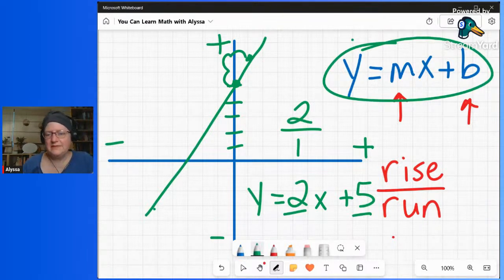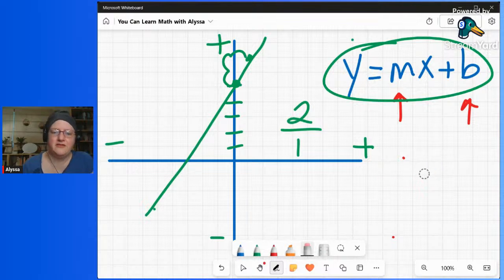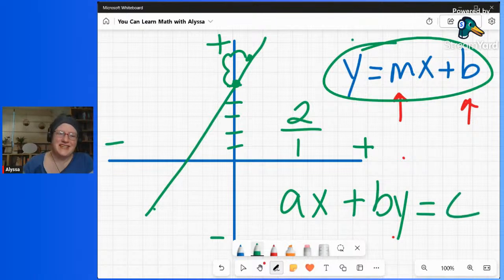The standard form of a line also shows up, and standard form is when you have ax plus by equals c.